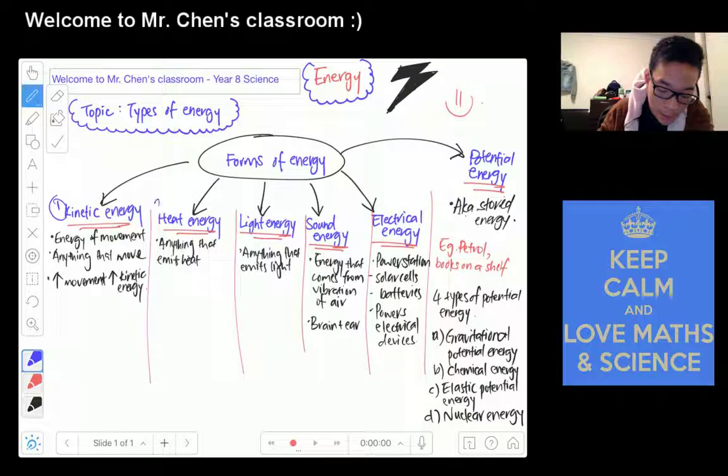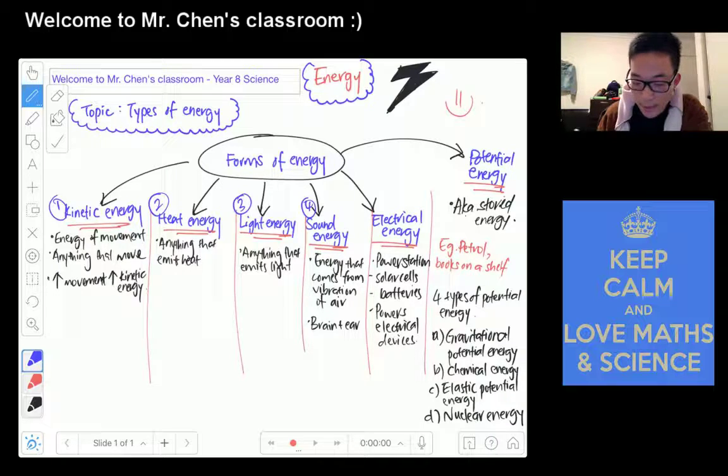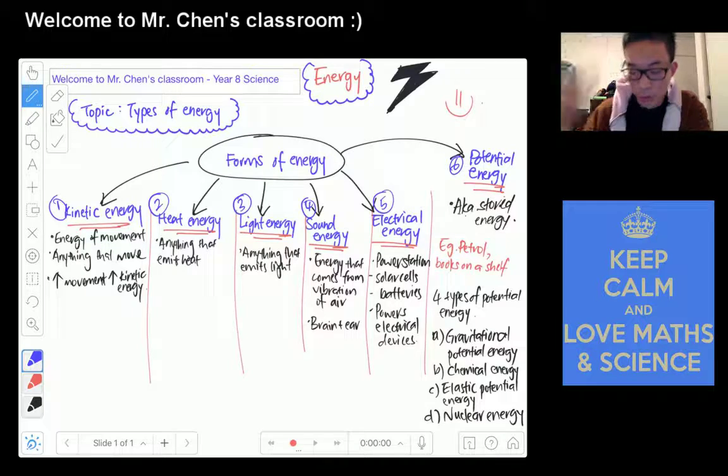Second one is heat energy. Third one is light energy. Fourth one is sound energy. Fifth one is electrical energy. And the last one, we have potential energy. But in potential energy, we actually have a few different types of potential energy.